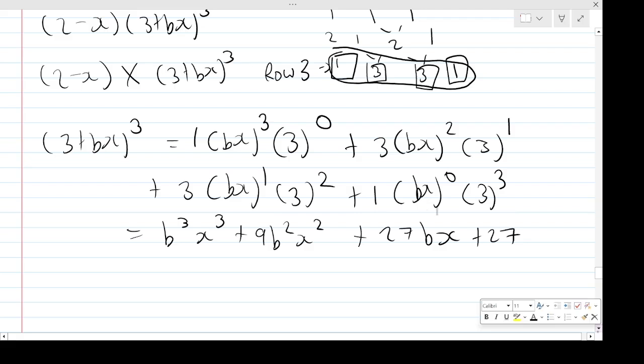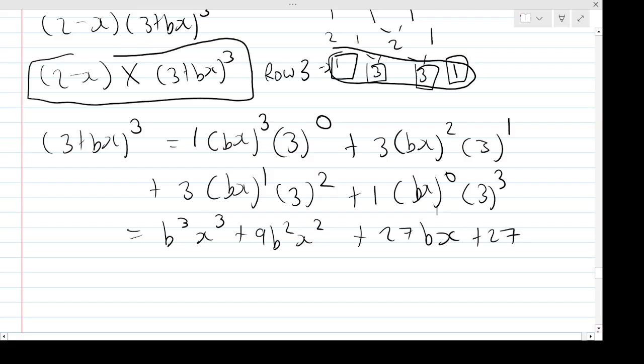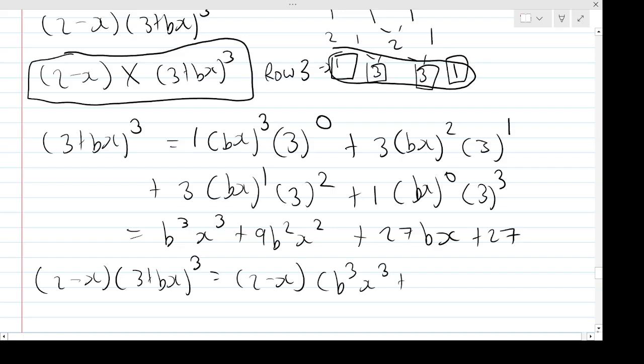So that's our expansion. Now we can substitute that into here, because remember we want to consider this kind of bracket, right, when we multiply it by the other bracket, 2 minus x. So we get (2 - x) times (3 + bx)³ is (2 - x) and then this expression: b cubed x cubed plus 9b squared x squared plus 27bx plus 27.